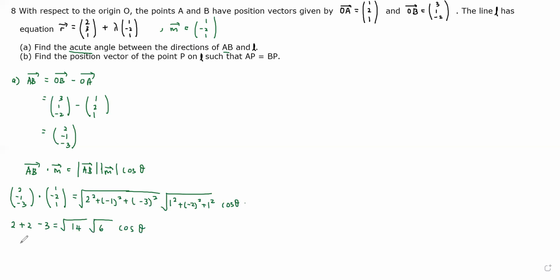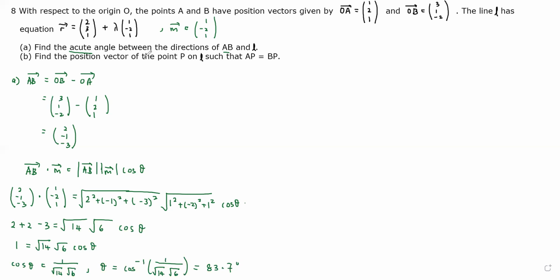And that will give us 1 equals square root of 14, square root of 6 cosine theta. Or we say that cosine theta is 1 over square root of 14, square root of 6. Then to find theta, we find the inverse cosine of 1 over square root of 14, square root of 6. This has a value of 83.7 degrees.